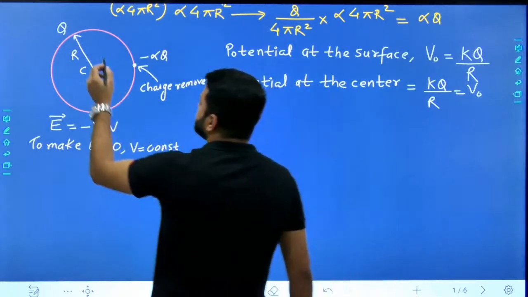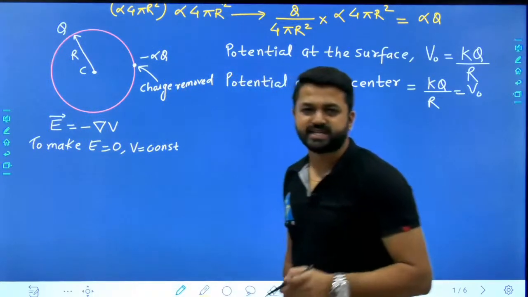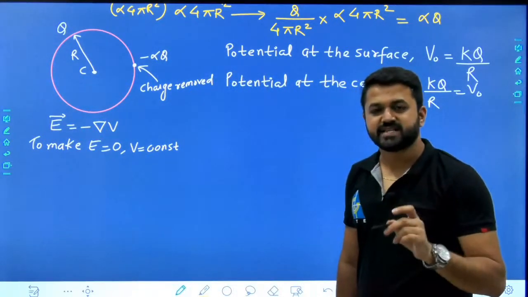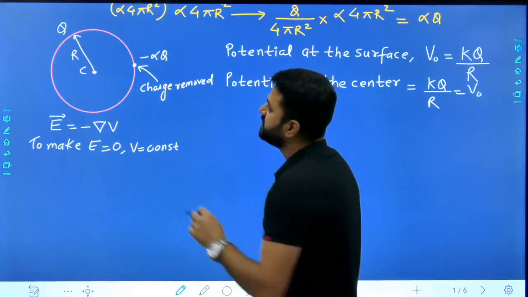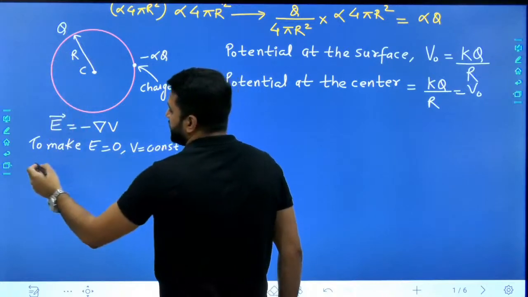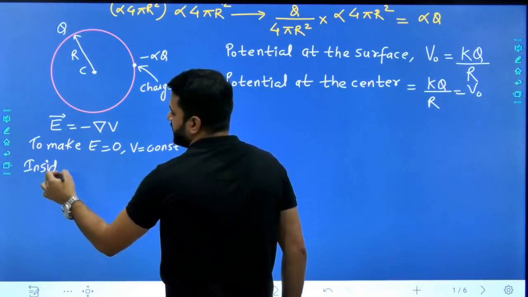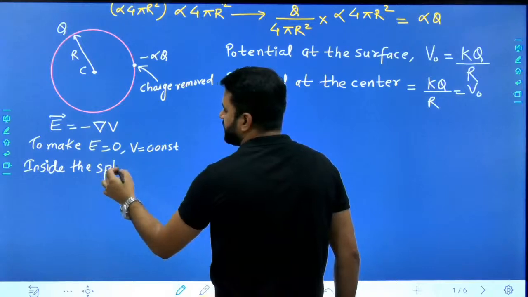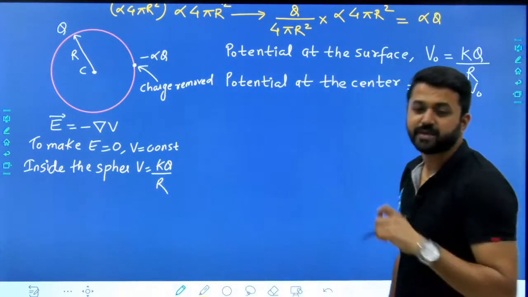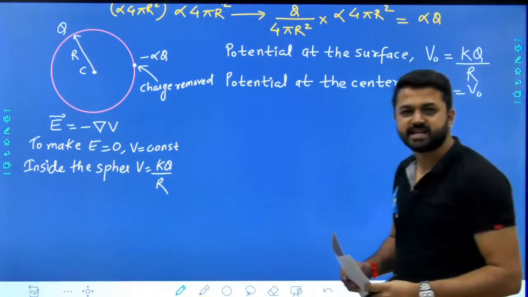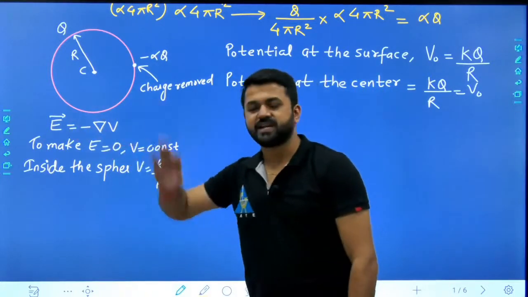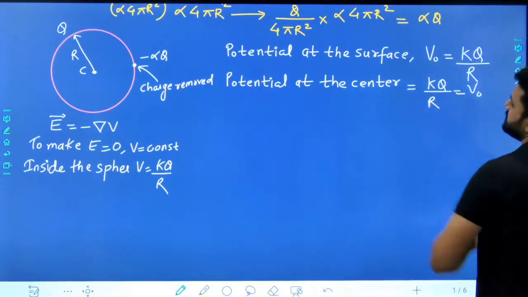It means that this is going to be an equipotential surface. So inside this, at all points the voltage is KQ by R, because on the surface the potential is KQ by R. So inside the sphere also, V will be KQ by R only, because we have an equipotential surface, that is the constant voltage. If the voltage is constant, then the electric field will be 0.